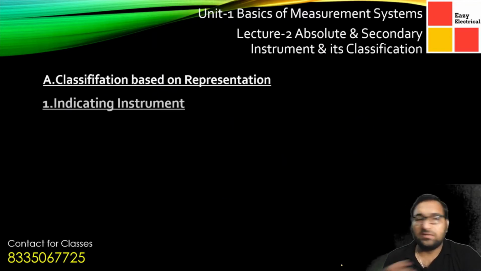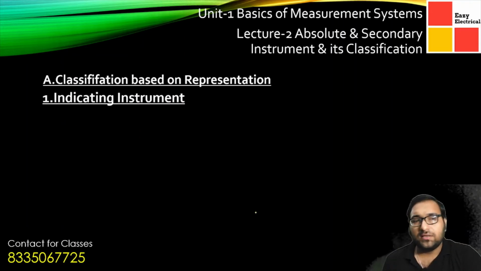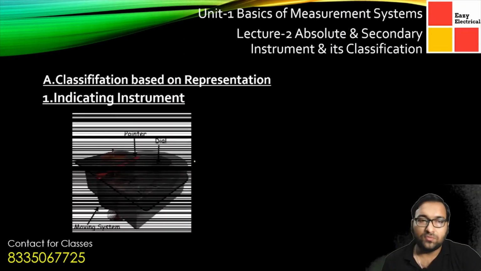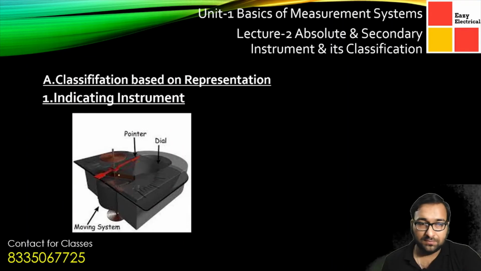Now the classifications that we are already studying, that is classification based on indicating instruments. Some of the examples you can see. So here a simple figure is shown. Here you can see the pointer. This is the pointer part.